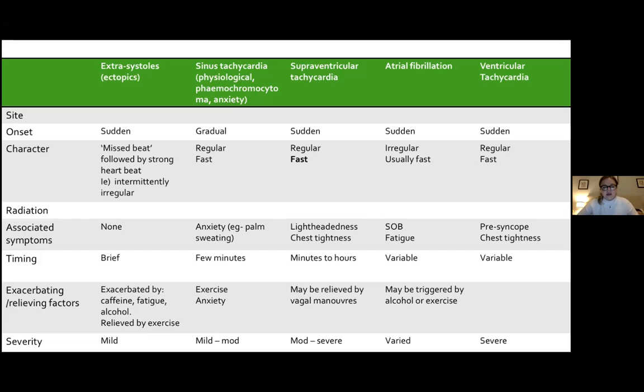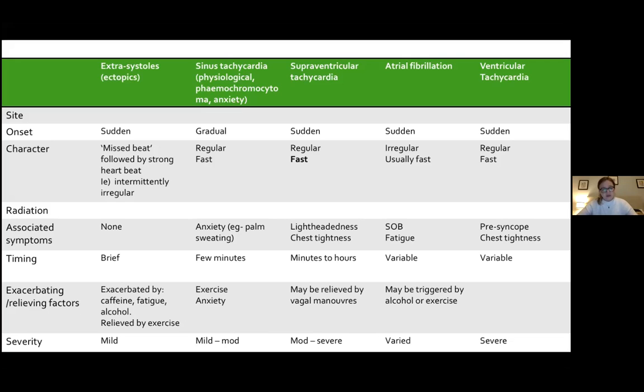Sinus tachys can be physiological due to a pheochromocytoma or anxiety. They are regular and fast. They might have other symptoms of anxiety, like I said before, like palm sweating, tremors. And they might be in anxiety-induced situations. So if you ask, does anything make them worse? They could be, if they've got a phobia, is it when they're in a crowd, for example?